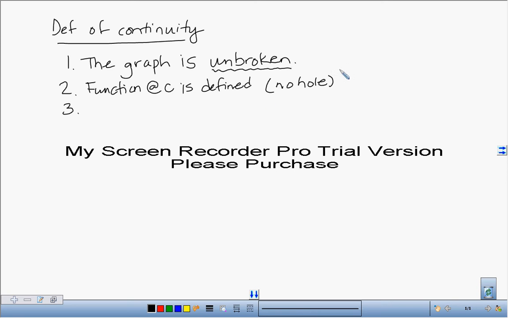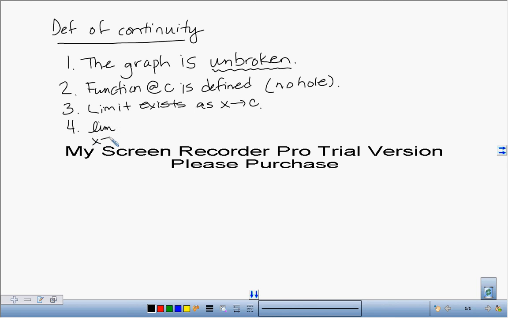Now, these two are obviously tied together because if there's a hole, then the graph is broken, and then the first qualification doesn't meet. So these 5 you're going to see are very similar statements, but we have to list all 5 because they all pop up at different points in time with a function being continuous or not continuous. Okay, 3, the limit exists as x approaches c. Meaning the right hand and left hand limits at c meet up at the same spot. So the limit exists.